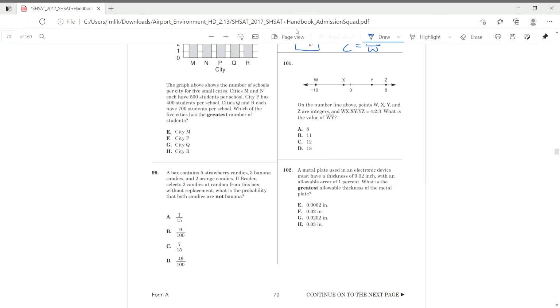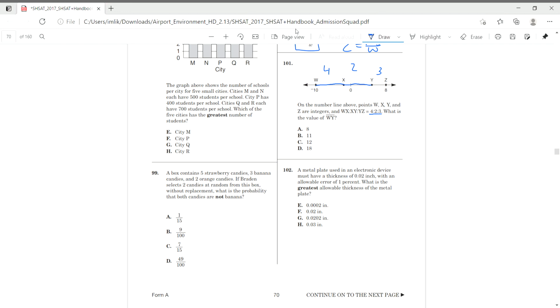Number 101. On the number line above, W, X, Y, and Z are integers. The ratio of WX to XY to YZ is 4 to 2 to 3. What is the total value of WY? So we want to find this.